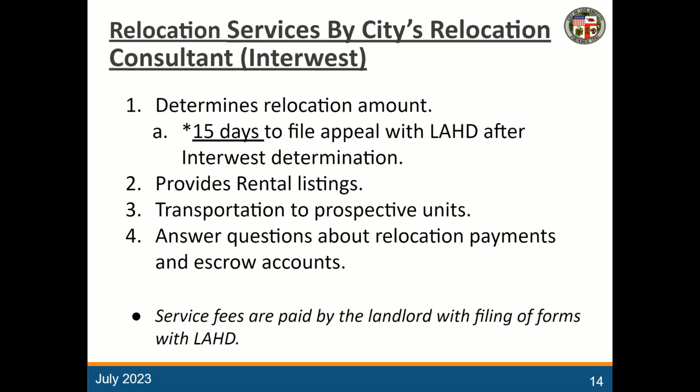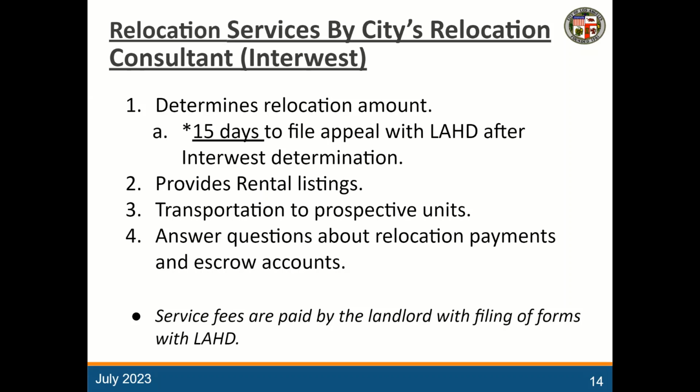The consultant is hired by the city of LA, but the service fees are paid by the landlord. When a landlord files a declaration of intent to evict that is required with LAHD, they also have to pay filing fees. Those filing fees are used to pay the relocation services. It's important to note that when the consultant issues their relocation determination, it is sent to both the tenant and the landlord and to LAHD.